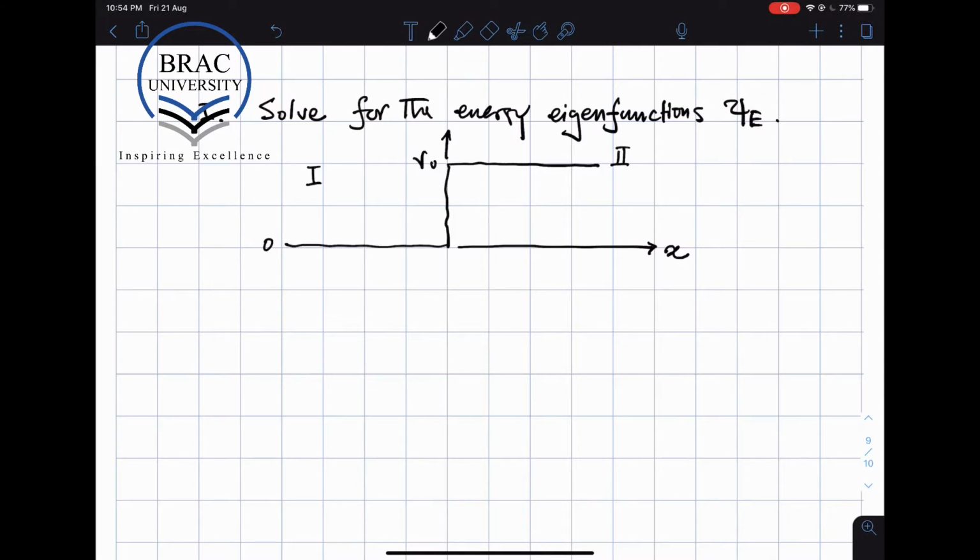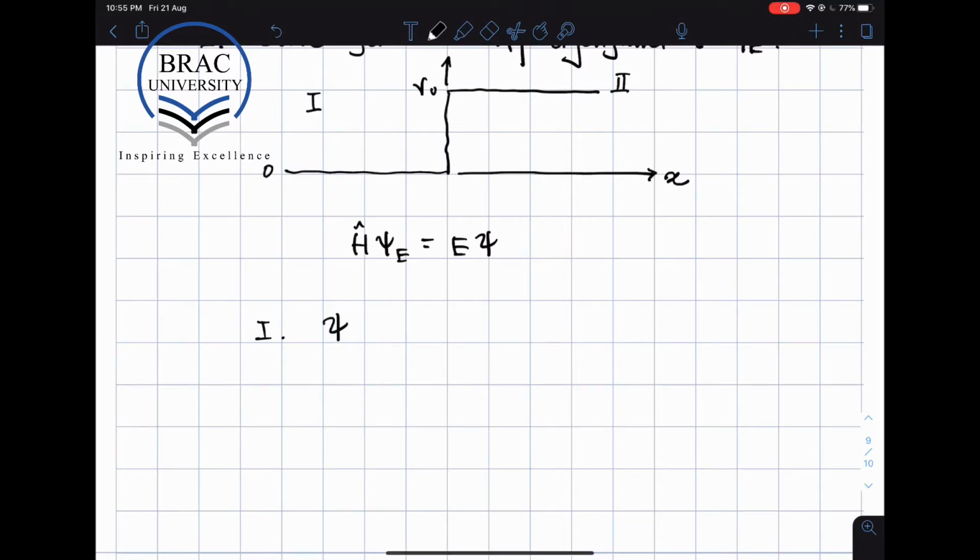So in region 1, we are solving for the wave function, which is going to be the solution to the time-independent Schrödinger equation. So in region 1, the solution we know is going to be given by psi of x, which has a constant a e to the power i k1 x plus b e to the power minus i k1 x. So these are the two linearly independent solutions, because the time-independent Schrödinger equation is a second-order differential equation.